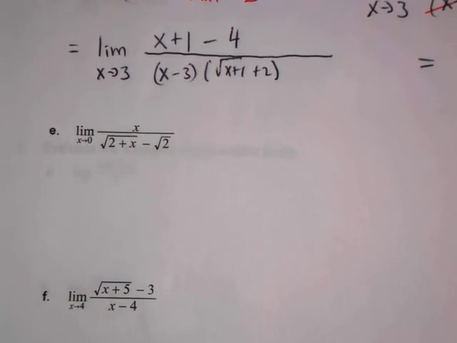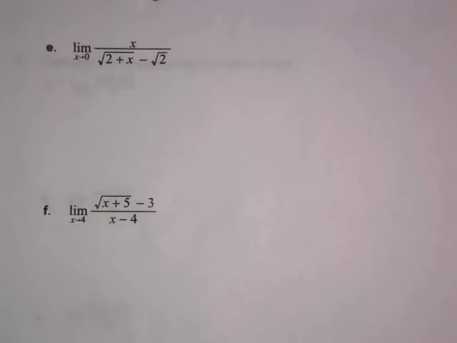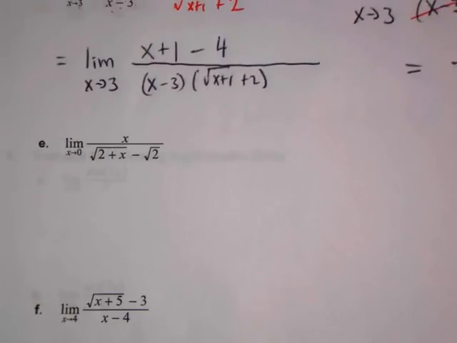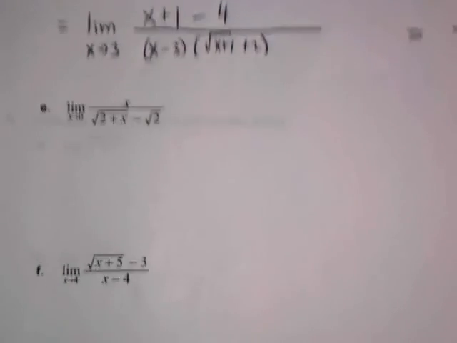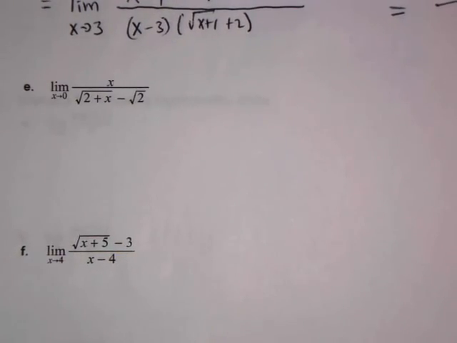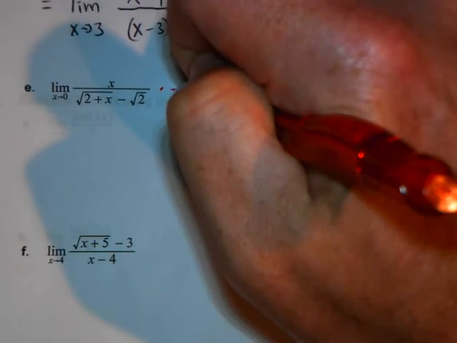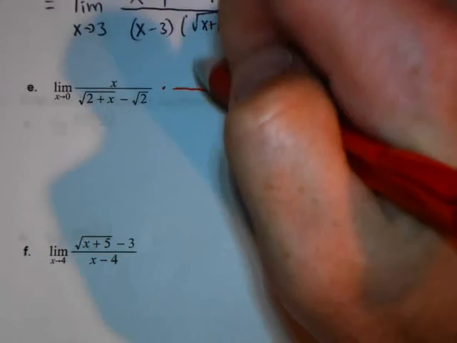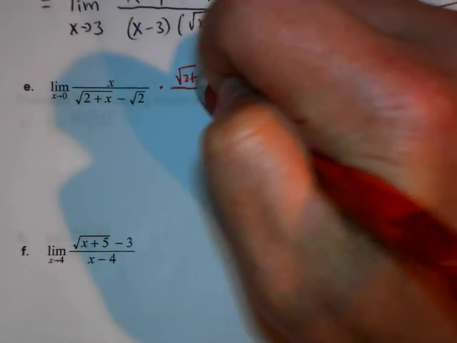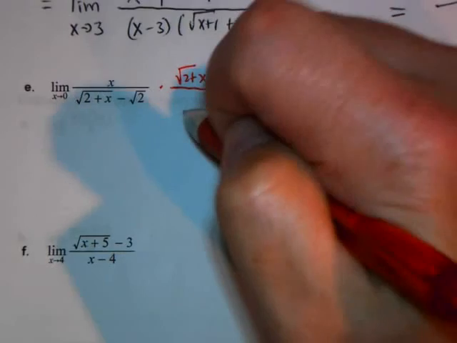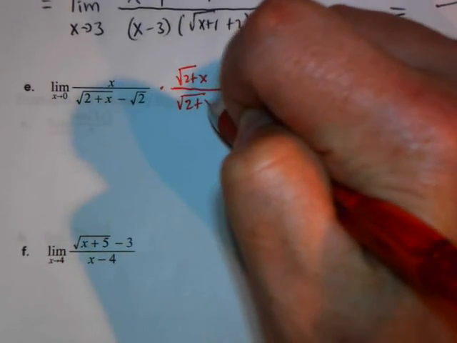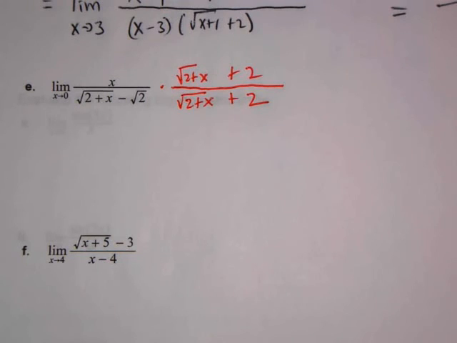E is similar in the sense that when I plug 0 in, I get 0 on top and 0 on bottom. The difference is D had square roots up on top, E has square roots down on bottom. But that doesn't really change the technique. The difference is I have to rationalize again, but this time we have to rationalize the denominator. Basically, rationalizing means get rid of the square roots. So I want to get rid of those square roots on bottom, which means I multiply by the conjugate of the bottom. So I'm going to multiply top and bottom by square root of 2 plus x plus 2.